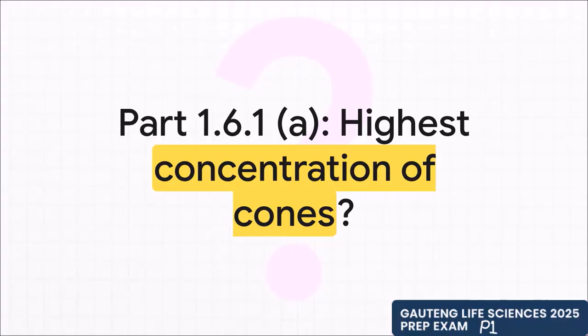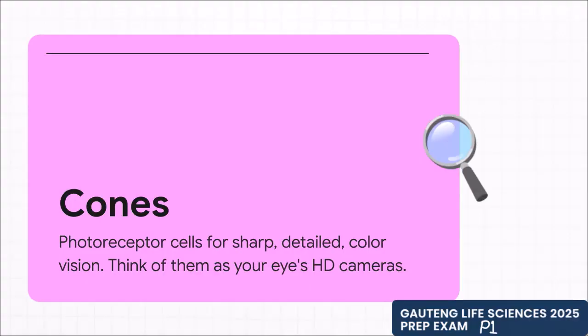Okay, first up, part A. The question wants to know where you'll find the highest concentration of cones. Before we even look at the diagram, we have to know, what on earth are cones? So, think of cones as your eye's own high-definition 4K cameras. They're all about seeing things in super sharp detail and in brilliant color, especially when the lights are bright. So it only makes sense that they'd be packed together in the spot that gives you the absolute clearest vision.